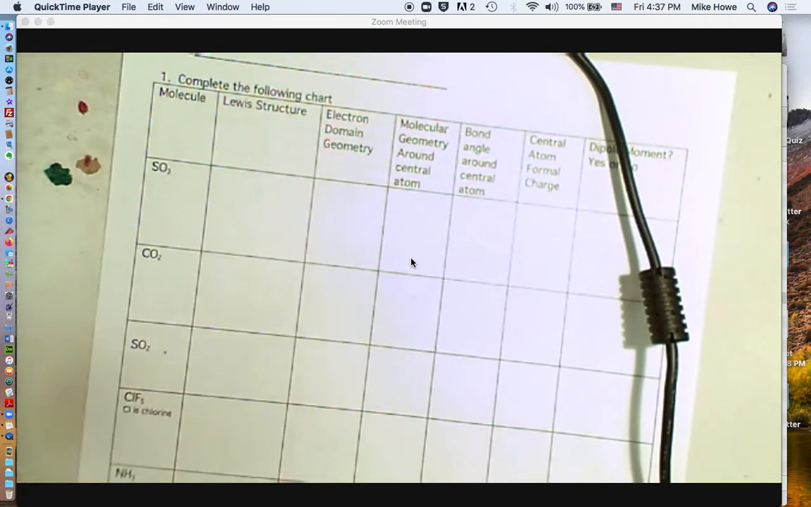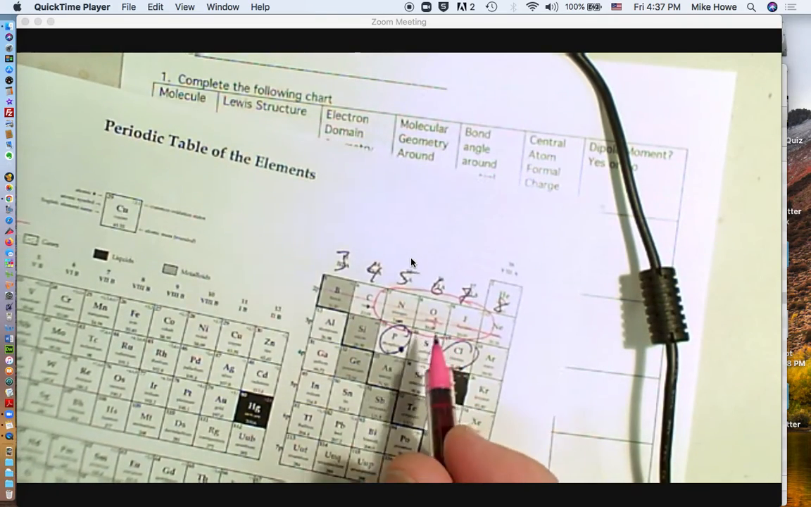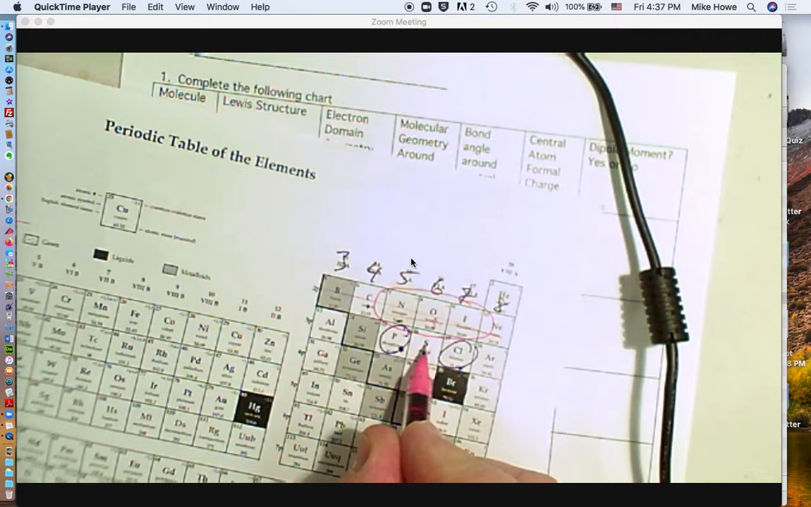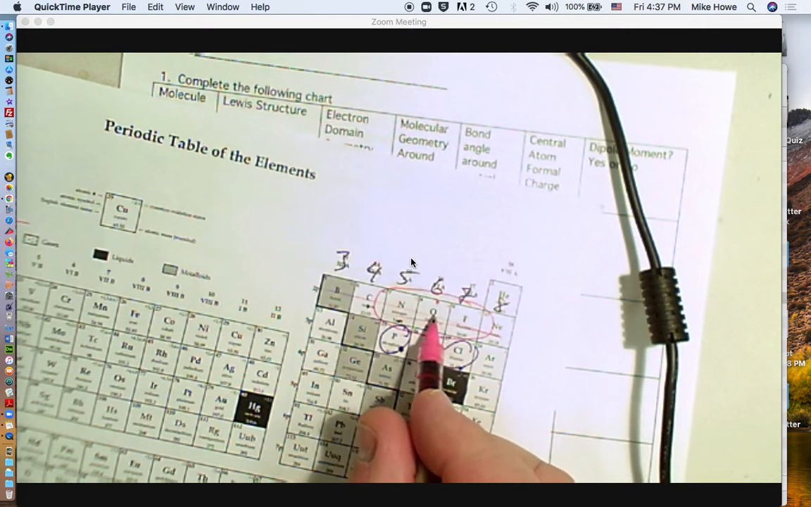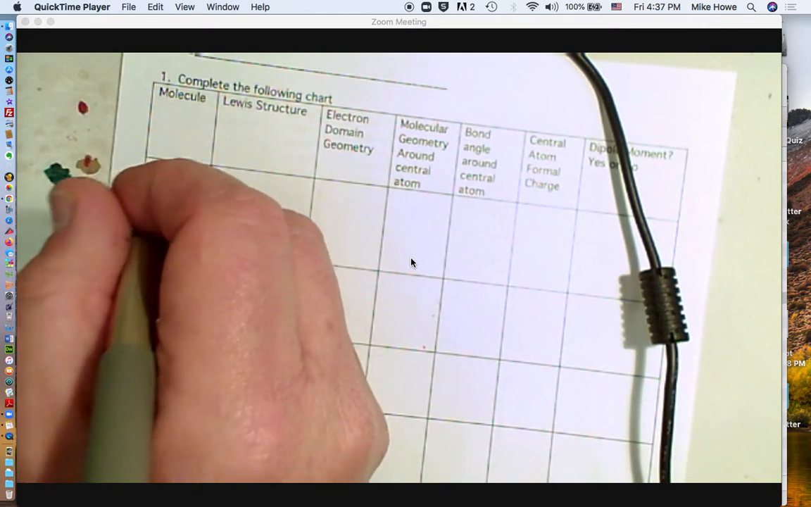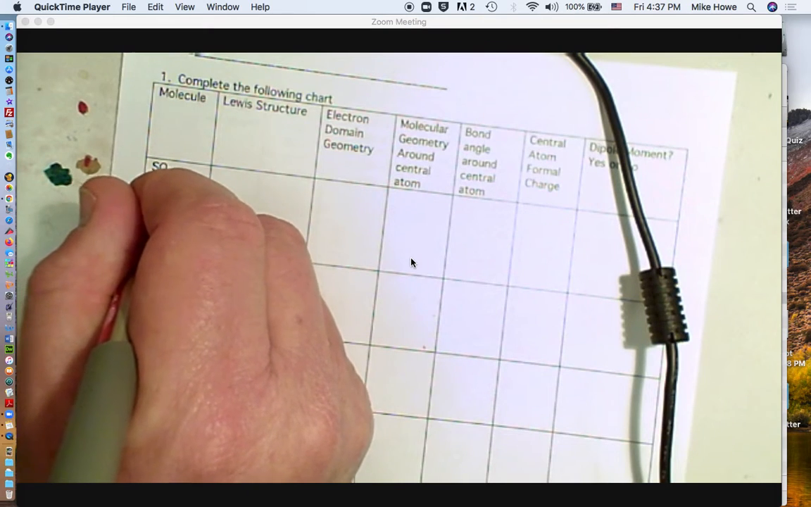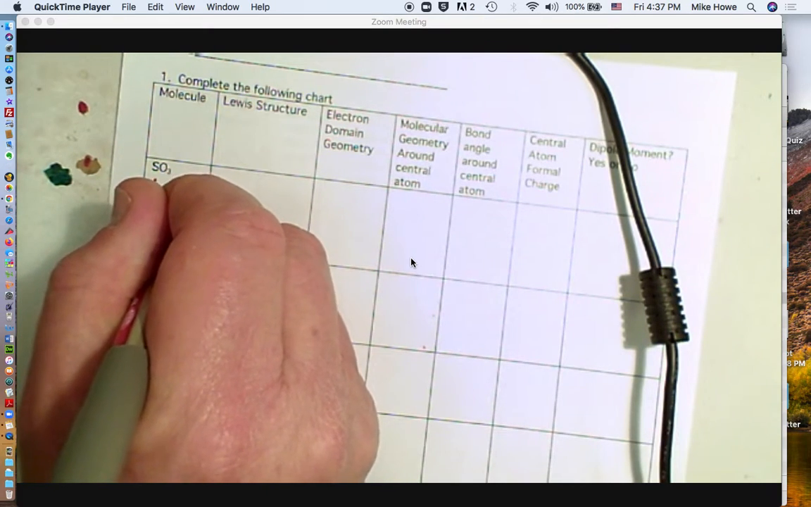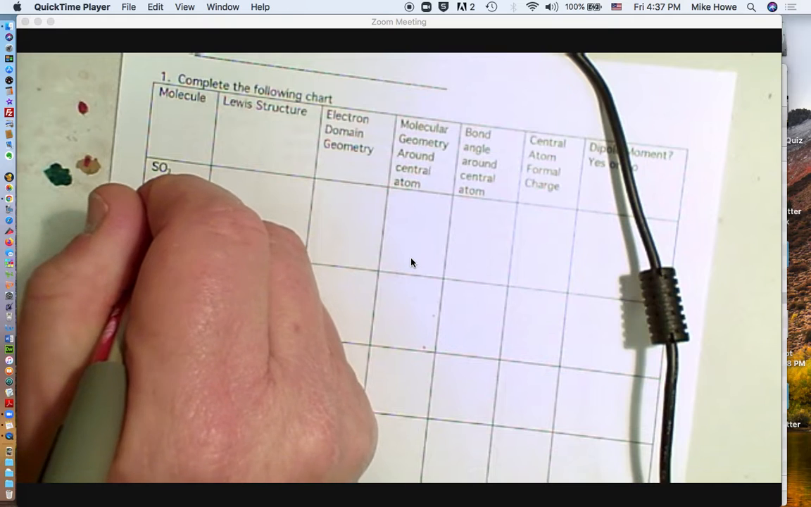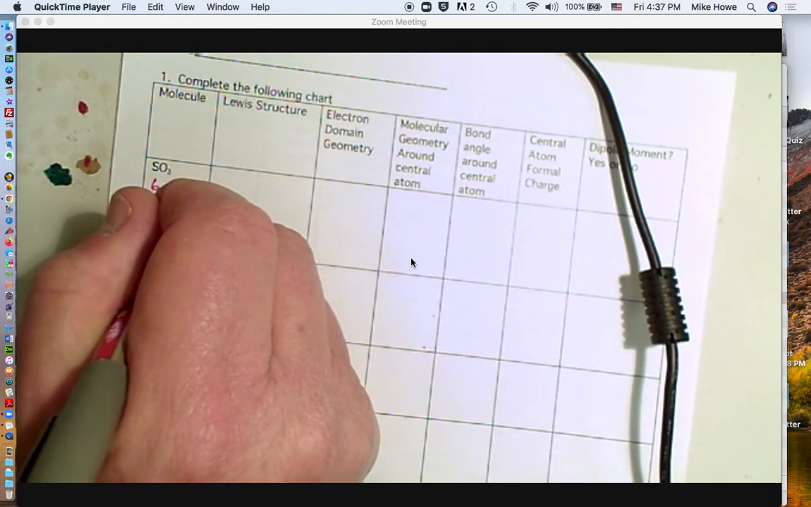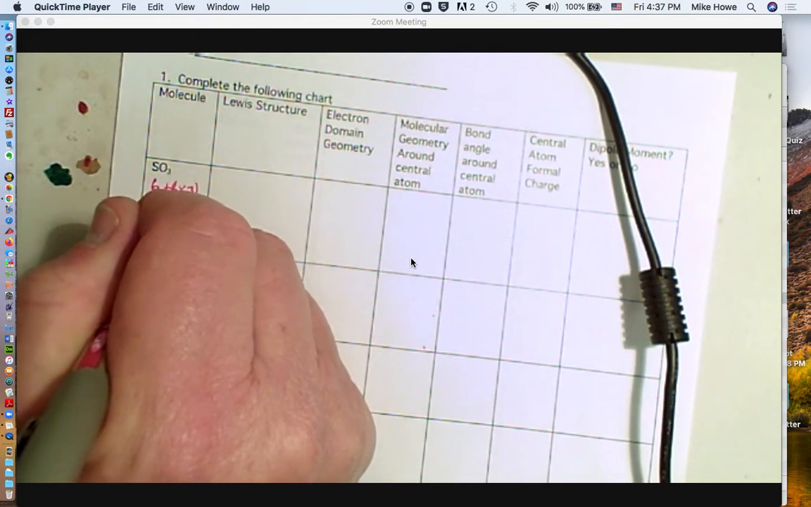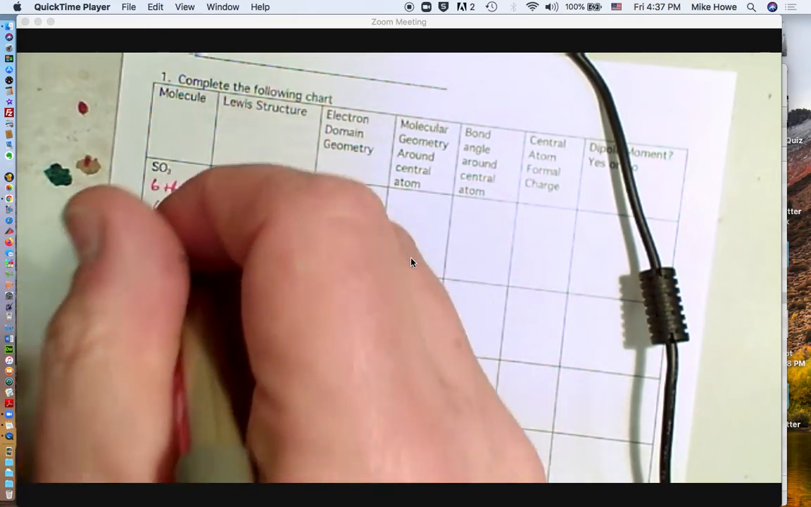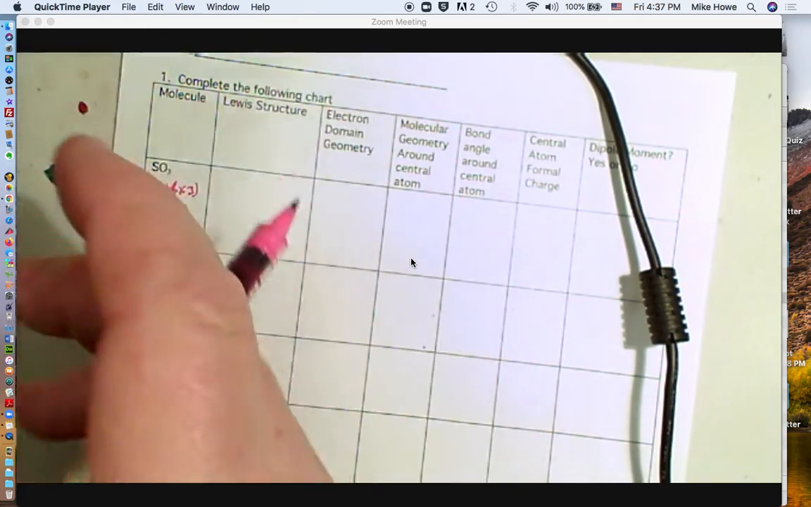For sulfur, we look and see that sulfur is in this column, which is 6 valence electrons, as is oxygen with 6 valence electrons. So you end up with 6 plus 6 times 3. In math class they teach you to do multiplication first, so you get 6 plus 18, which gives you 24 valence electrons. Then you decide what goes into the center.